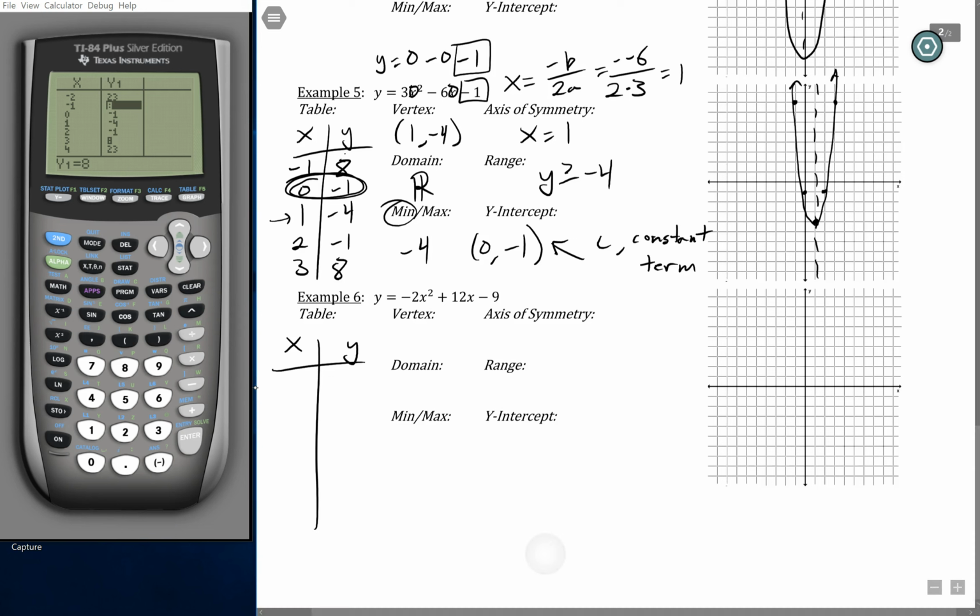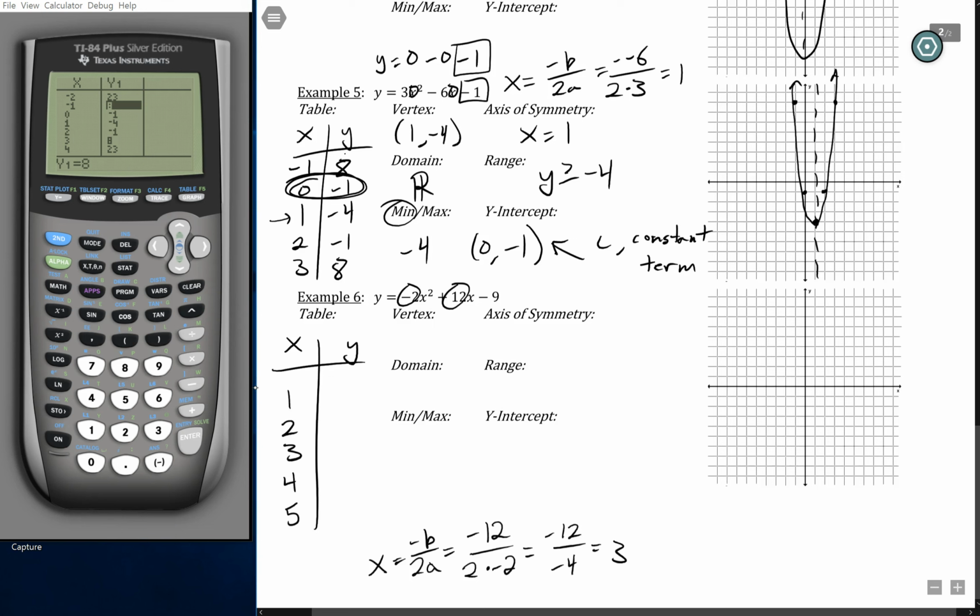Remember, the formula for the x-coordinate of the vertex is -b over 2a. Okay, so b is 12, so -12. A is -2, so over 2 times -2. And if I simplify this, I have -12 on top, -4 on the bottom. That simplifies to 3. So in my table, the center point's going to be 3, and let's go 2 above that and 2 below that.